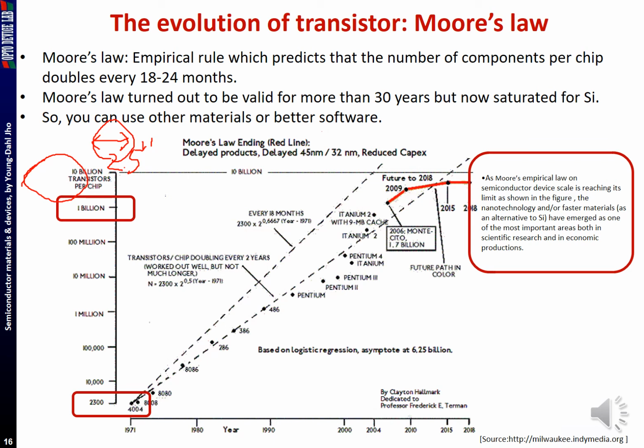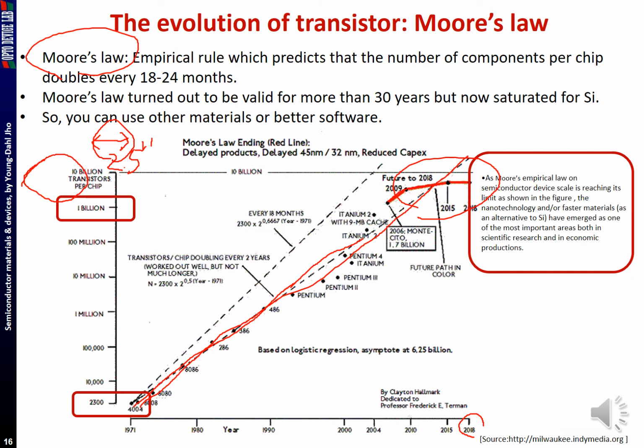This is the year 1971, 2018, and the number of transistors within the chip, or we can say density, is increasing with time. Okay, so there was a certain slope, and that slope was like 1.5 or 2 times every 2 years, and that's called Moore's law, and it doesn't work anymore.